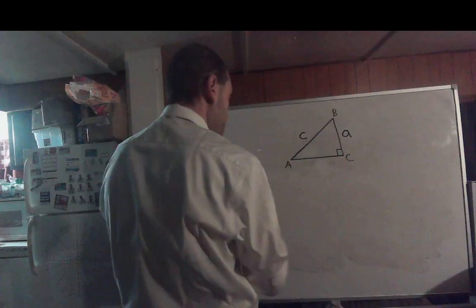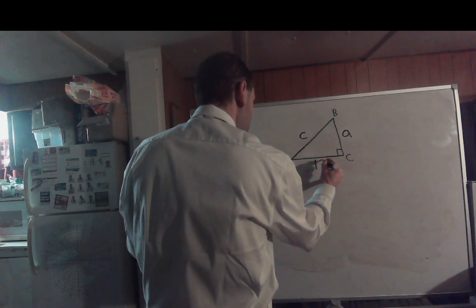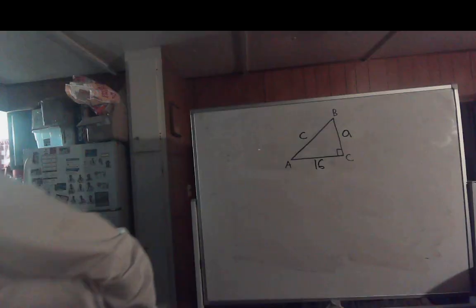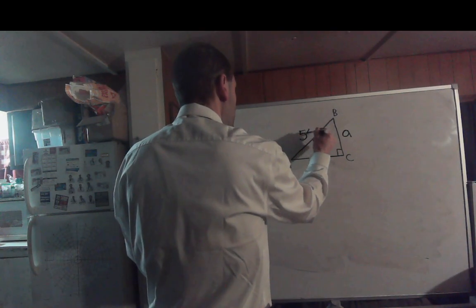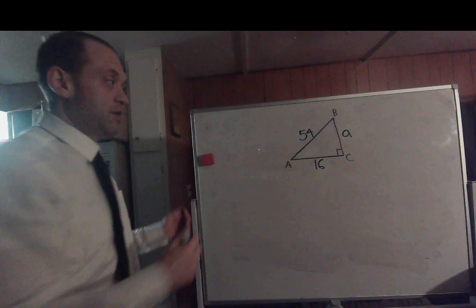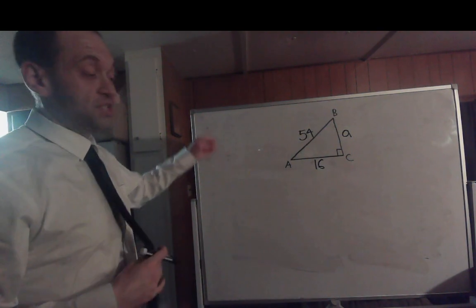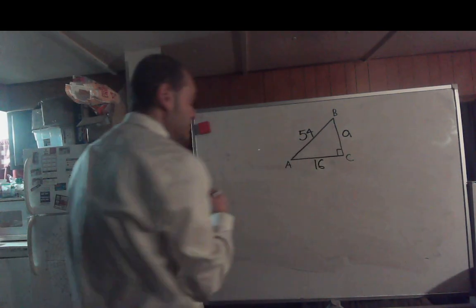Alright, so here's side A, here's side C. Let's see what we got now. Alright, we're given that side B has a length of 16. And then we're given side C has a length of 54. And of course we don't know angles A or B. Well, let's use the Pythagorean theorem to solve for side A.